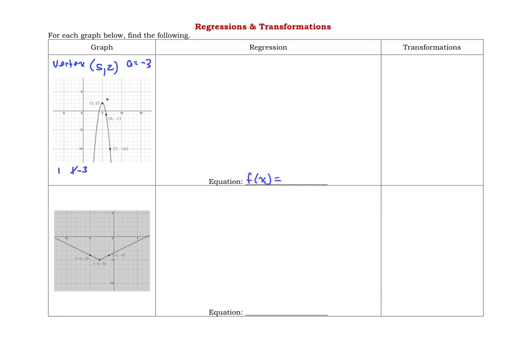So I know that I can write this equation. I have everything that I need. The negative 3 is on the outside: x minus the x coordinate of the vertex, squared, plus 2. So that is all I need to do if I understand my patterns.